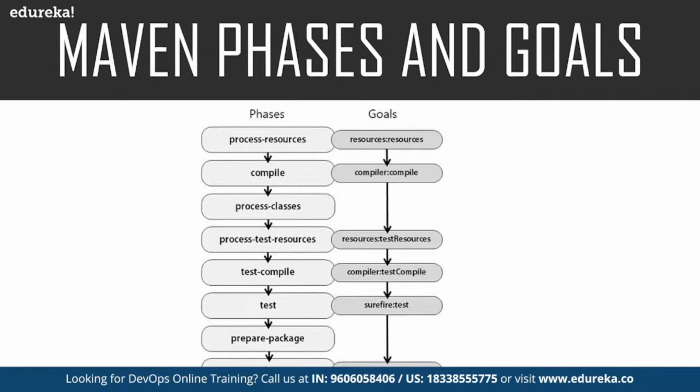We can directly invoke a specific goal while Maven execution. A plugin configuration can be modified using the plugin declaration. For example, the compiler plugin compiles the Java source code. As you can see in this diagram, the compiler plugin has two goals, namely compile and test compile. We will get to know more about the plugins in the demo that we will execute in some time.